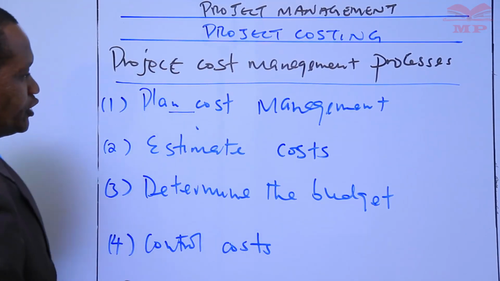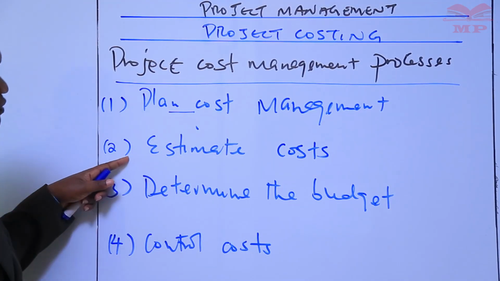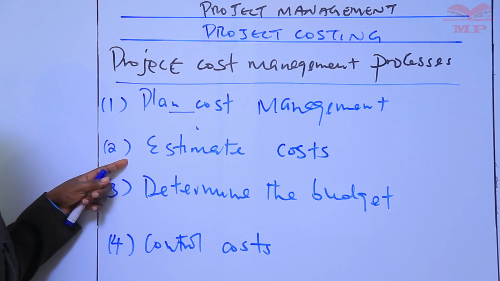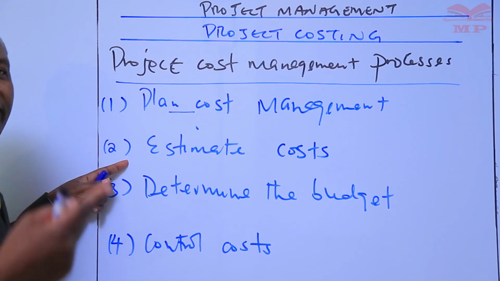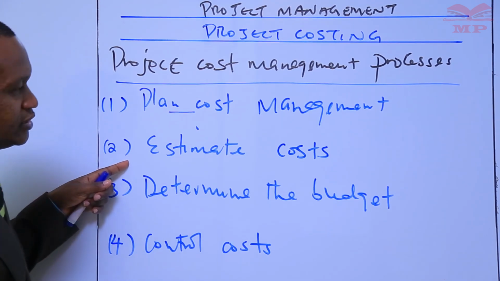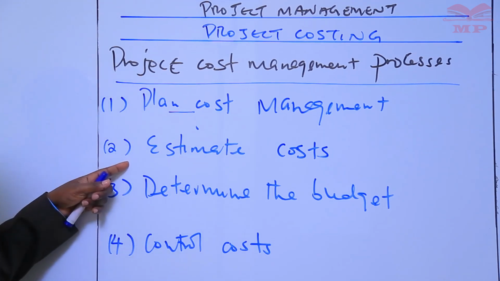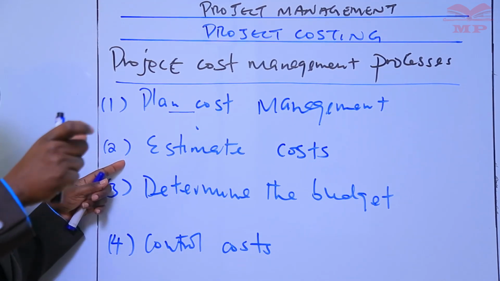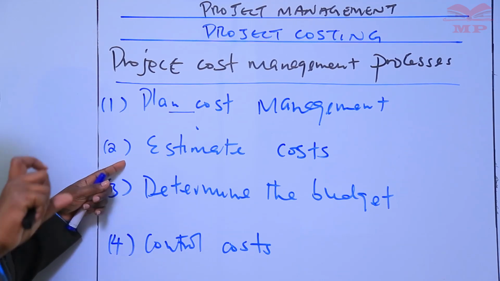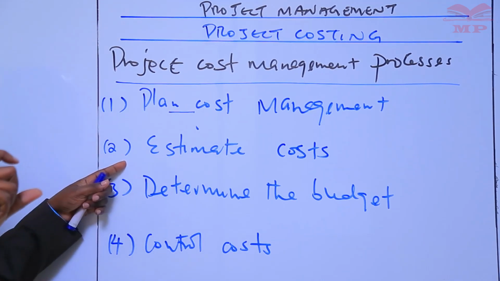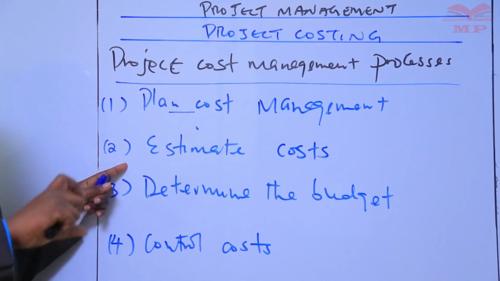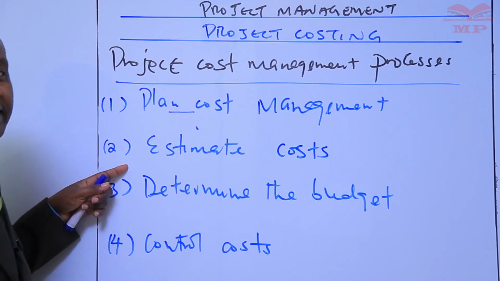The second process is that one of estimating costs. Estimating costs is a process of developing an approximation of the monetary resources that are needed to complete project work. And what is the key benefit here? The key benefit of this process is that it determines the monetary resources that are required for the project. This process, candidates, just like the first process, is performed periodically throughout the project as needed.